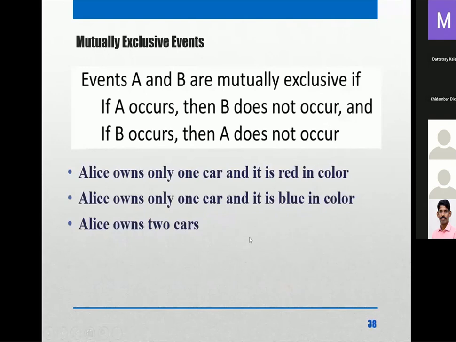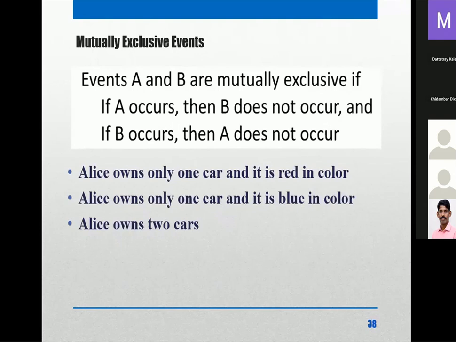Mutually exclusive events, we can see. This is a basic concept of probability. Events A and B are mutually exclusive. What does mutually exclusive indicate? If A occurs, then B does not occur. And if B occurs, then A does not occur.